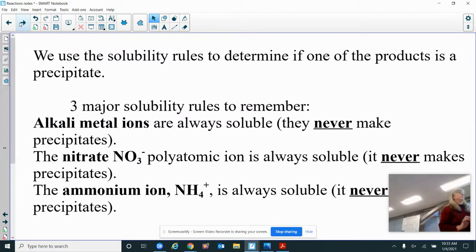So with the solubility rules, remember that alkali metals never make a precipitate. Nitrates never make a precipitate. Ammonium ion never makes a precipitate. You can use the paper, but if you remember those three, that's a lot of it.